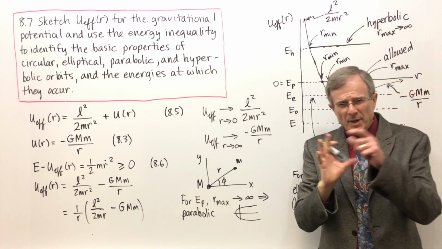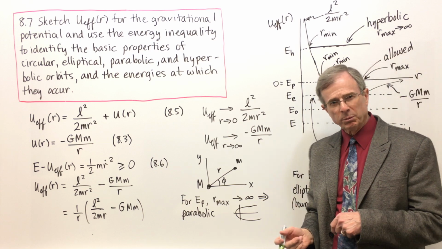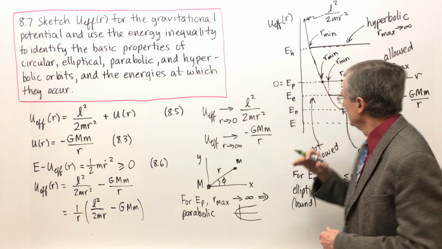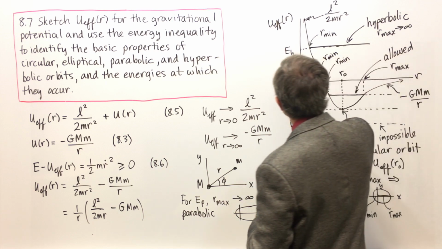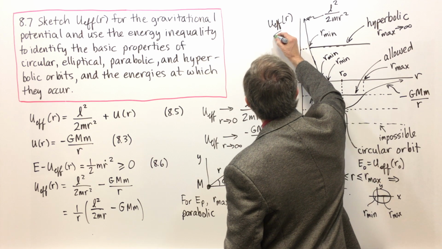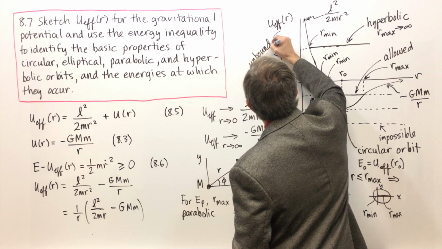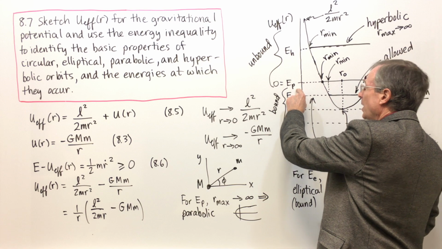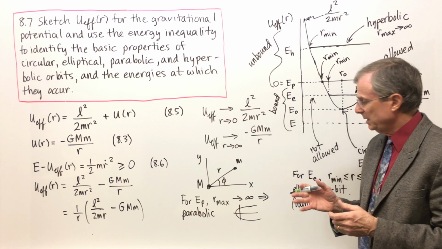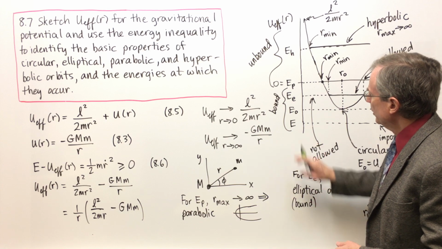So from this basic analysis of the graph, we can't tell the difference between a parabola and a hyperbola. But we can see that the parabola is right on the boundary between being bound and unbound. The parabolic and the hyperbolic orbits are both unbound. They do not remain in the vicinity of the sun. They head off to infinity, but the bound orbits look like this.